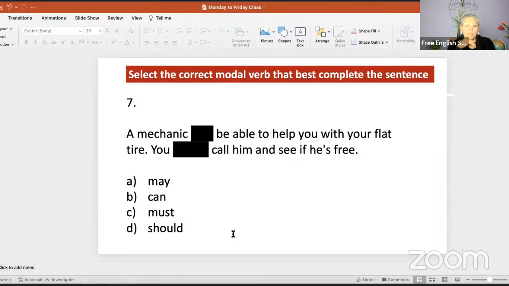A mechanic blank be able to help you with your flat tire. A flat tire किसका है? गाड़ी का भी हो सकता है, right? Flat tire मोटर बाइक का भी हो सकता है, ट्रक का भी हो सकता है, वैन का भी हो सकता है. So any, right? A mechanic blank be able to help you with your flat tire. You blank call him and see if he's free. Okay, so let's see. Or if he's available or free, or if he could come.